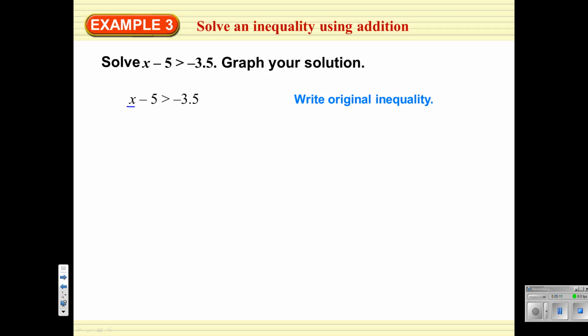So to get rid of that negative 5, we would add 5 to each side, just like with equations, because a negative 5 and a positive 5 add to 0. And our goal is to get x alone. So on the left side we have x, and on the right side we have negative 3.5 plus 5. Just like an equation, the only difference is instead of an equal sign, we have an inequality sign. So x is greater than 1.5.